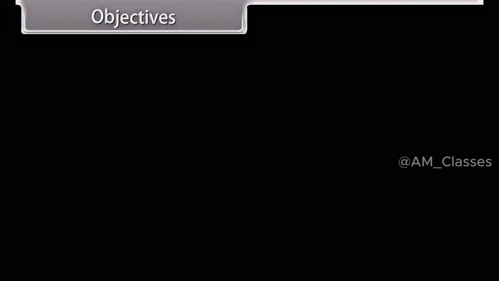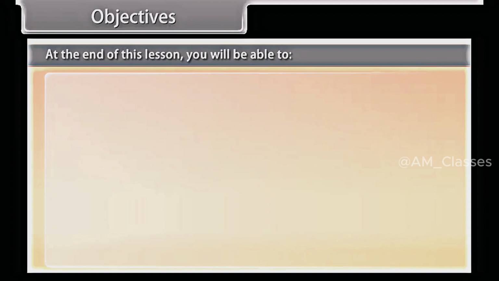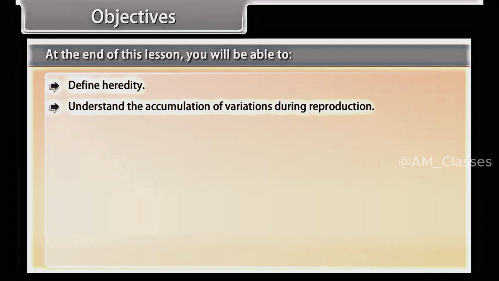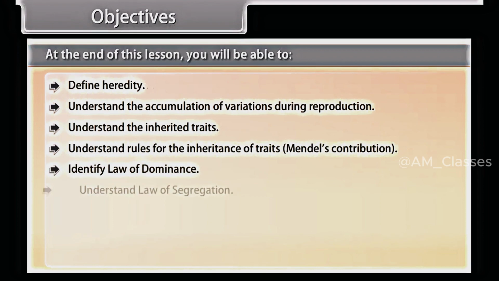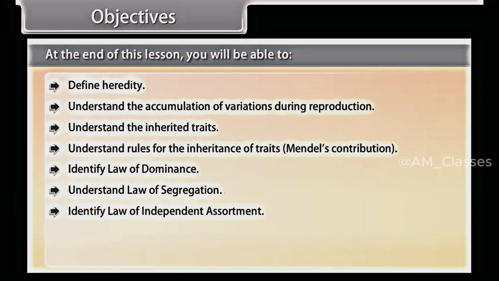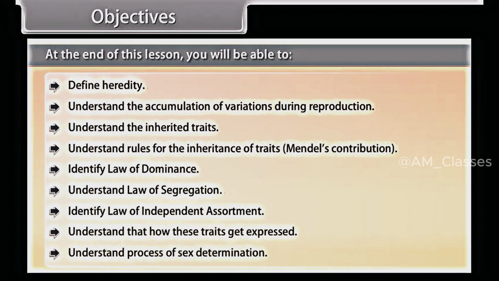Objectives. At the end of this lesson, you will be able to define heredity, understand the accumulation of variations during reproduction, understand inherited traits, understand rules for the inheritance of traits, Mendel's contribution, identify the law of dominance, understand the law of segregation, identify the law of independent assortment, understand how these traits get expressed, and understand the process of sex determination.